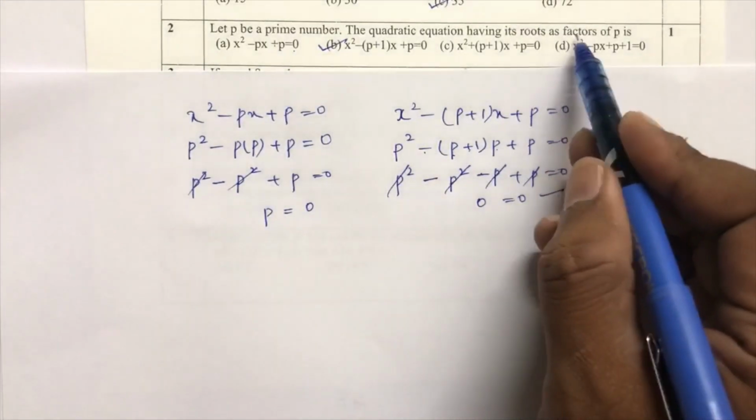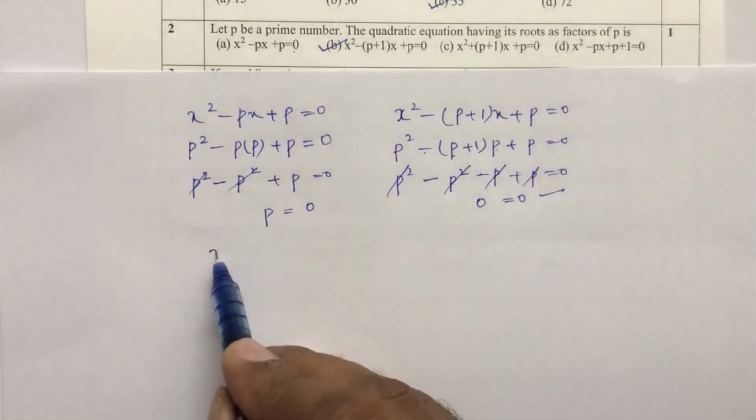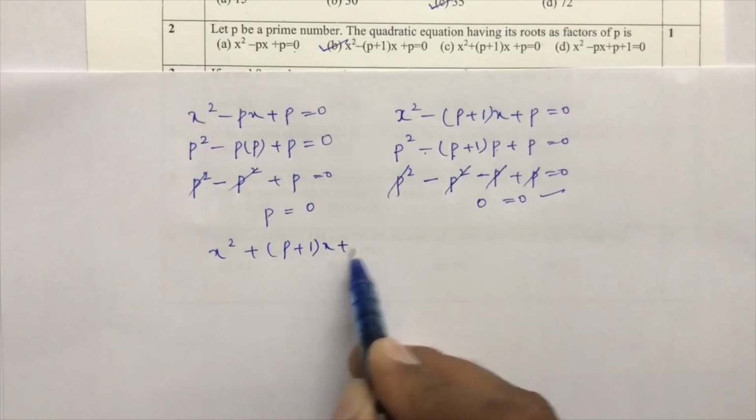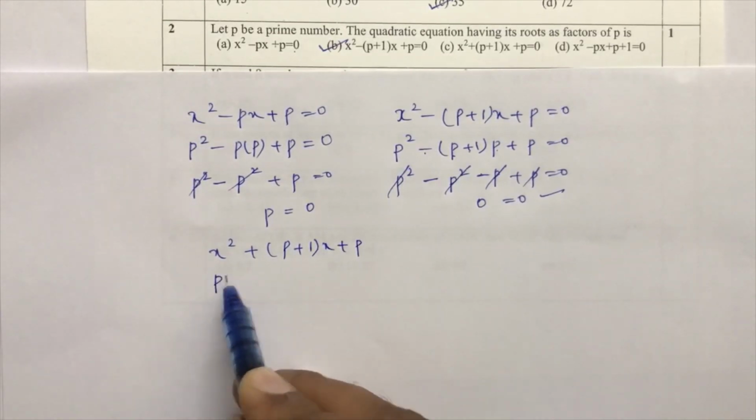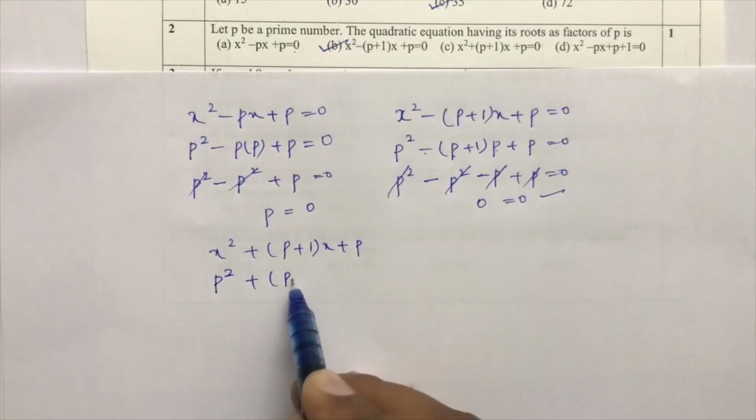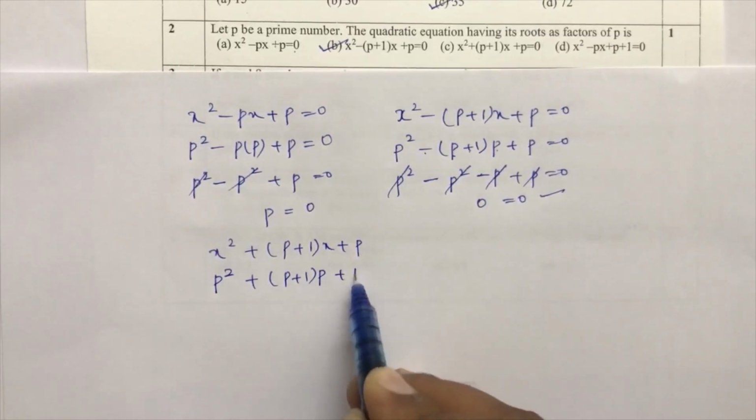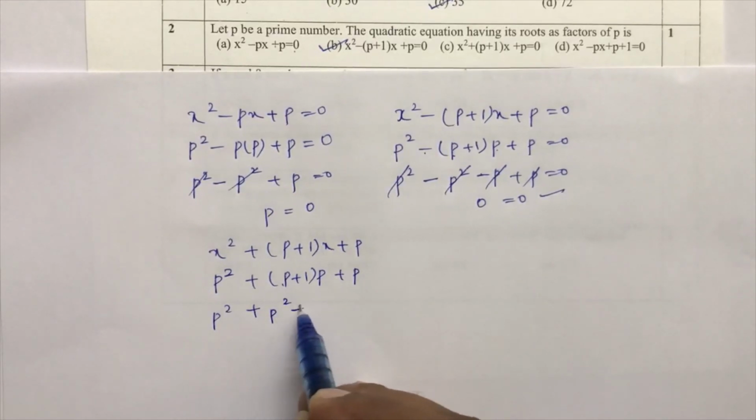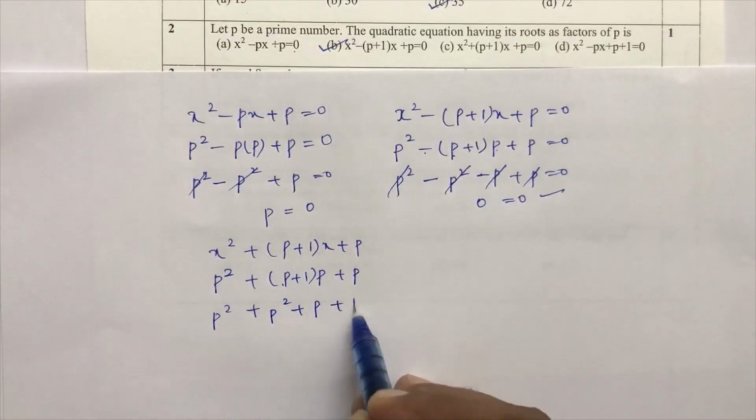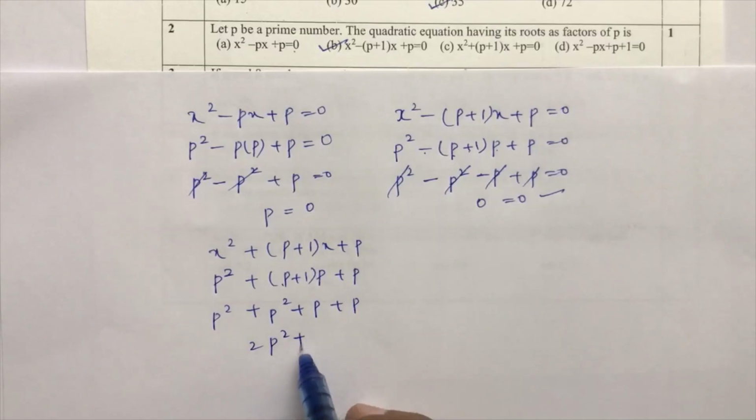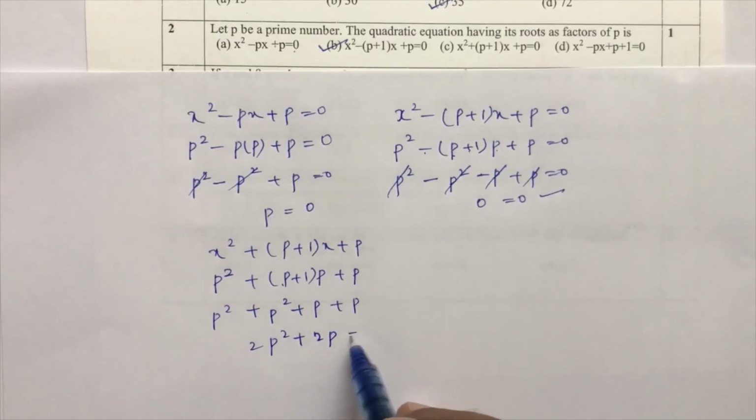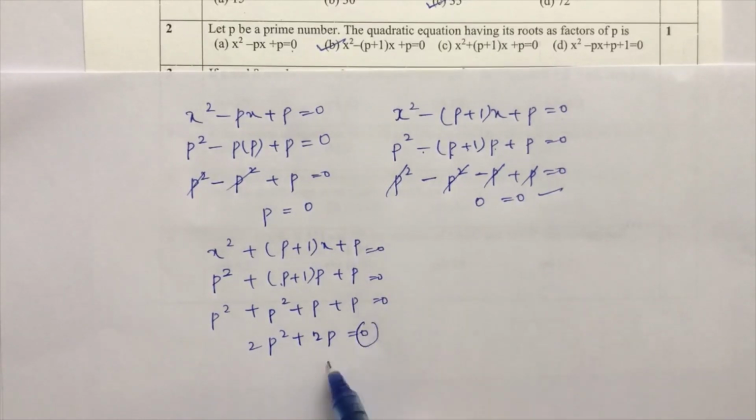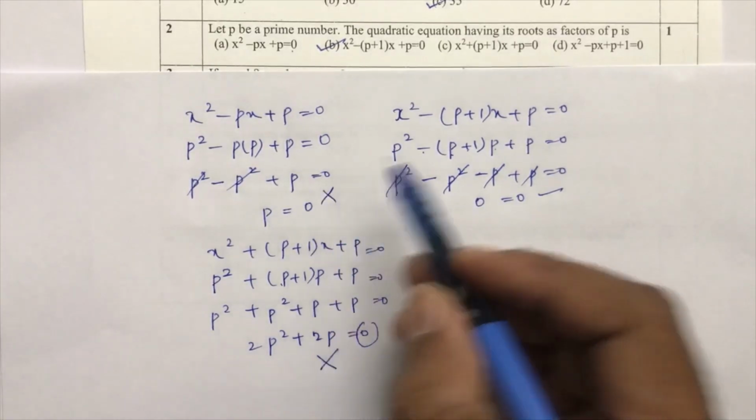If you want, you can check by substituting in C and D. C option was X square plus (P plus 1) X plus P. In place of X, I'll substitute P: P square plus P times P is P square, plus 1 into P, plus P. So you get 2P square plus 2P. Here you are not getting 0. If you get 0, it's a factor, so here it is not a factor.